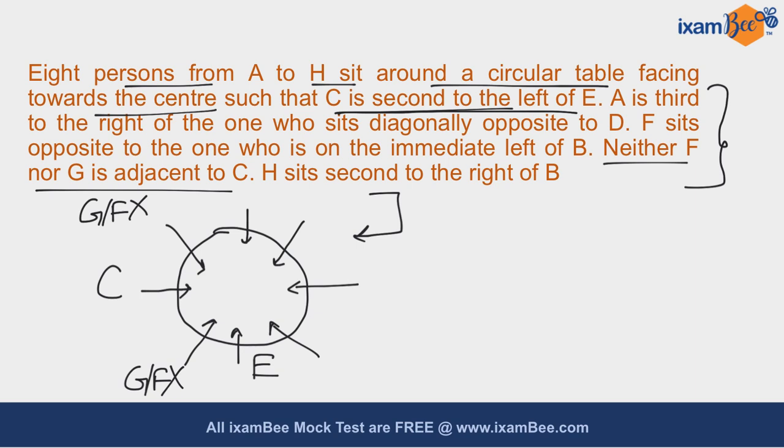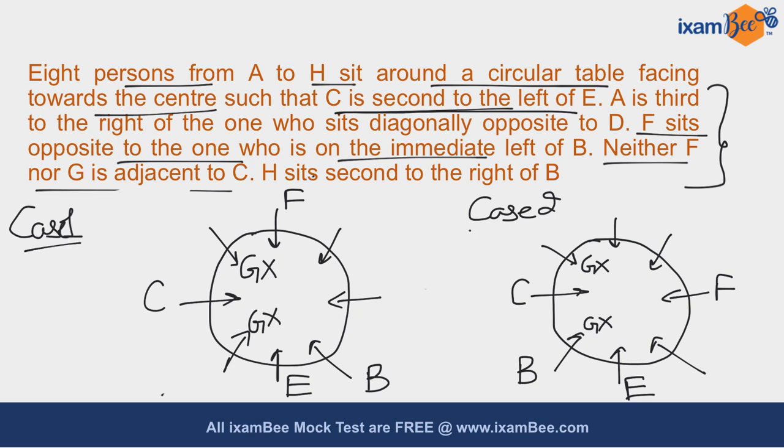Now it is given to you that F sits opposite to the one who is on the immediate left of B. So the only possibilities where we can place F is this or this. We can't place F over here, neither over here, because we have to place F in such a way that it is opposite to the one who is on the immediate left of B. So only possibilities are this. Accordingly we will form two cases.